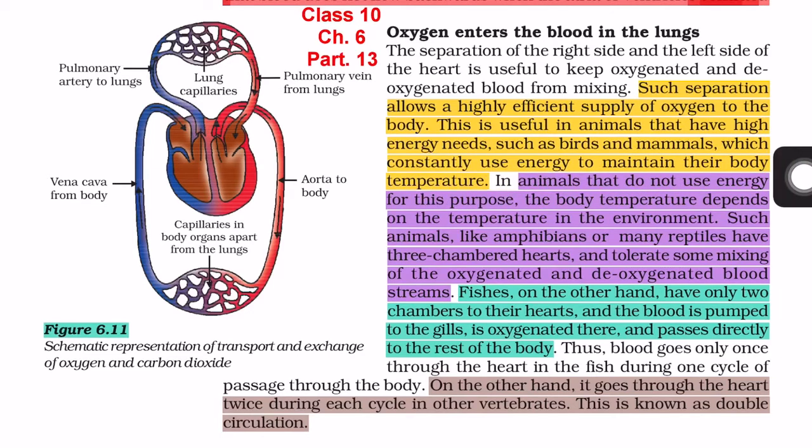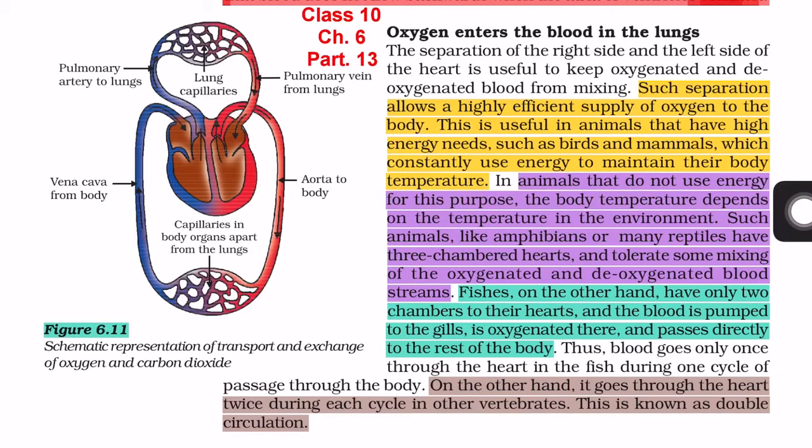So what is the use of this separation? It allows a highly efficient supply of oxygen. As you know, blood can dissolve oxygen, and this oxygen is helpful for all the body cells, so that it can provide energy to the body. This is useful in animals that have high energy needs, such as birds and animals which constantly use energy to maintain their body temperature.